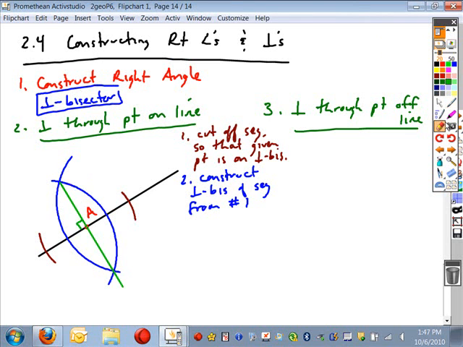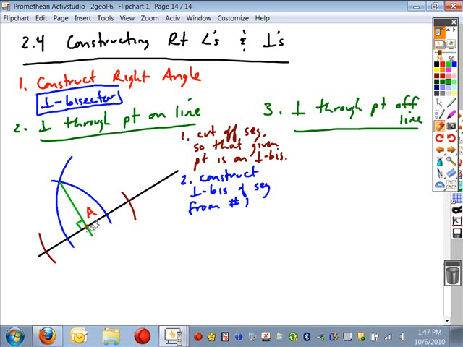Now, is it necessary to have both intersections of arcs? Do we need to have the intersection of arcs above and below the given point? No. Why not? How many points do you need to determine a line? Two. So we have the given point, and we have one of the intersections. Okay, so all we really need to do is construct just this one set of intersecting arcs. And then we can connect that back through the original point, and we have our perpendicular.